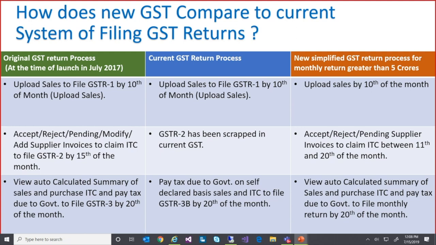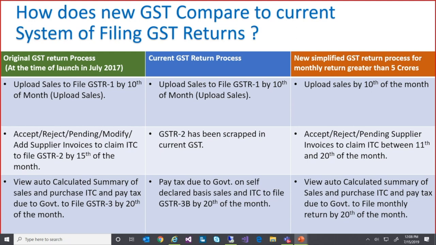This is another change. The user has to file currently the GSTR-3 return by 20th of the month. That was the original plan. Currently, you have to file 3B by 20th of the month.